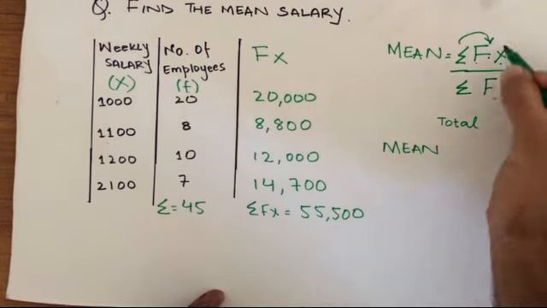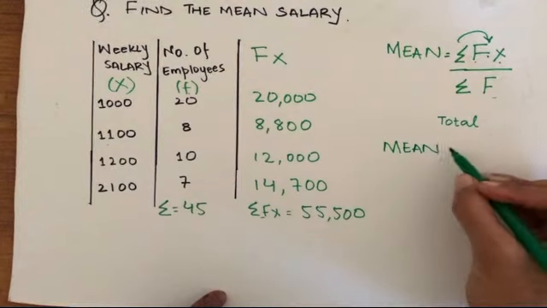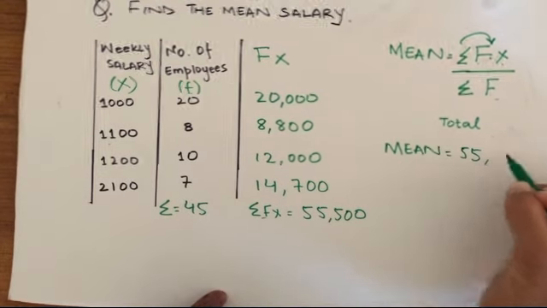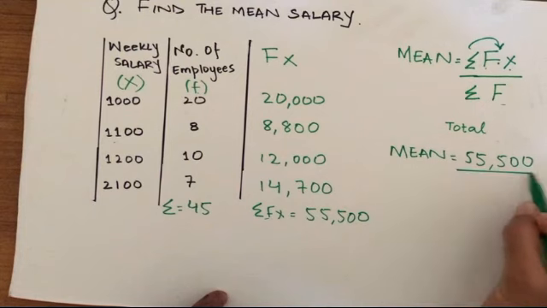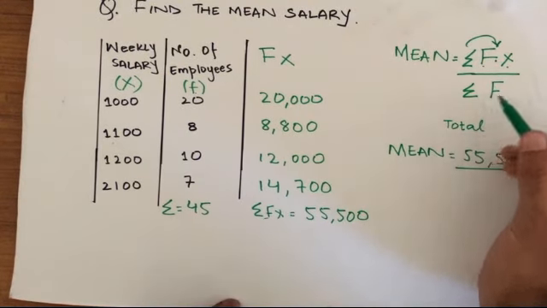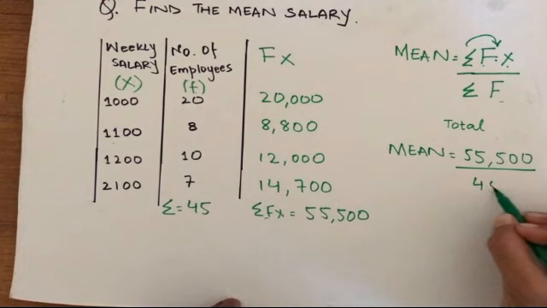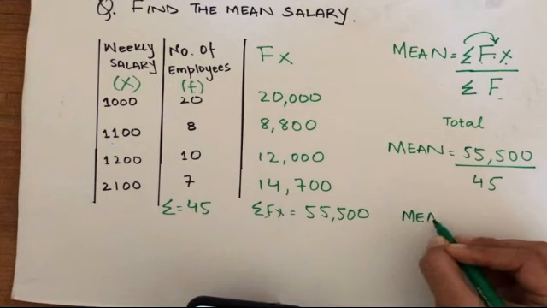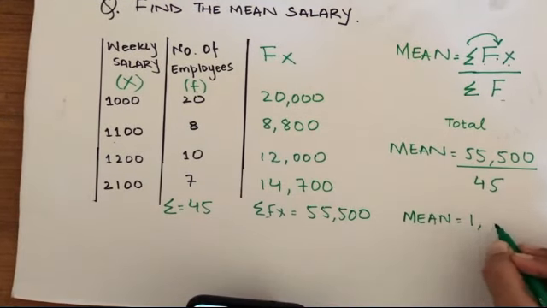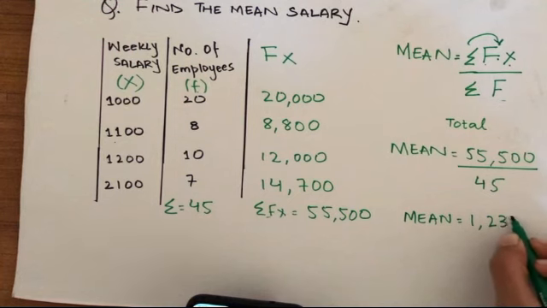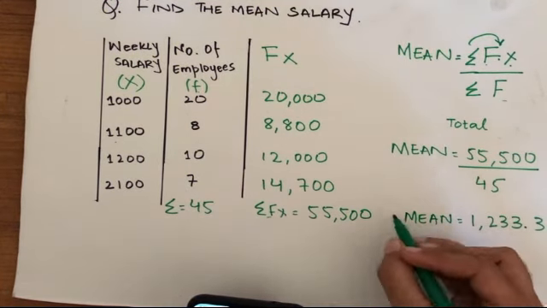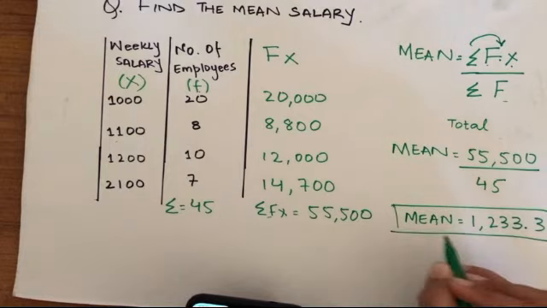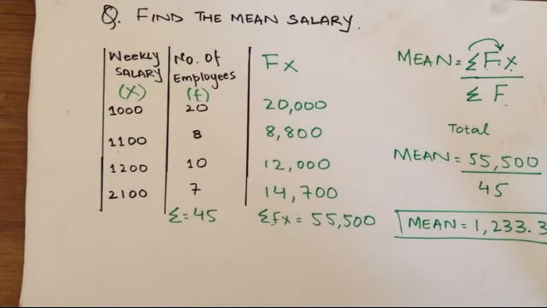So mean, total f of x here is 55,500 divided by the summation of frequency, which is 45. So you divide them both. So the mean is 1,233.3. This is your mean salary per week of employees.